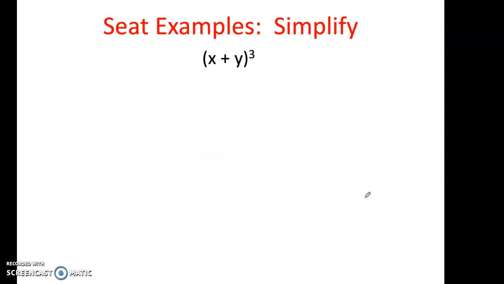Now we want to simplify this. We know how to get the coefficients, but the question is, how do we get the variables? That's what I'm going to model for you right now. So we know this is an exponent of 3, so we're going to use the 3rd row. So we know my coefficients are going to be 1, 3, 3, 1.